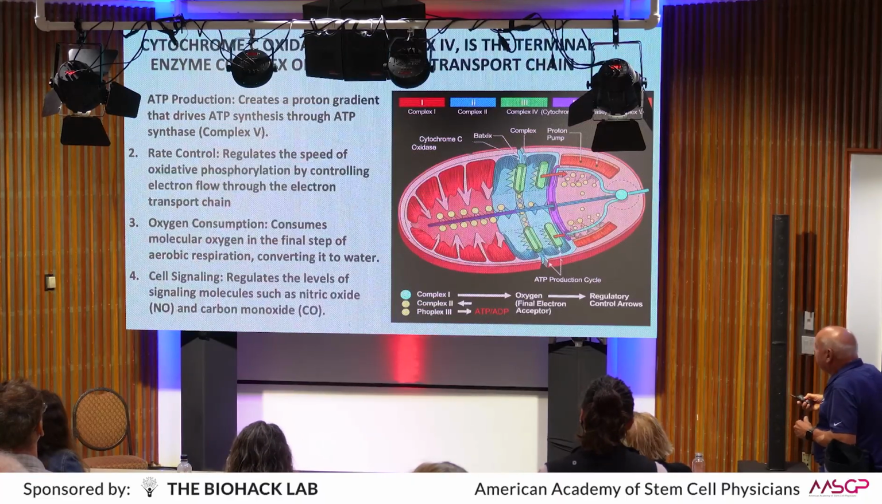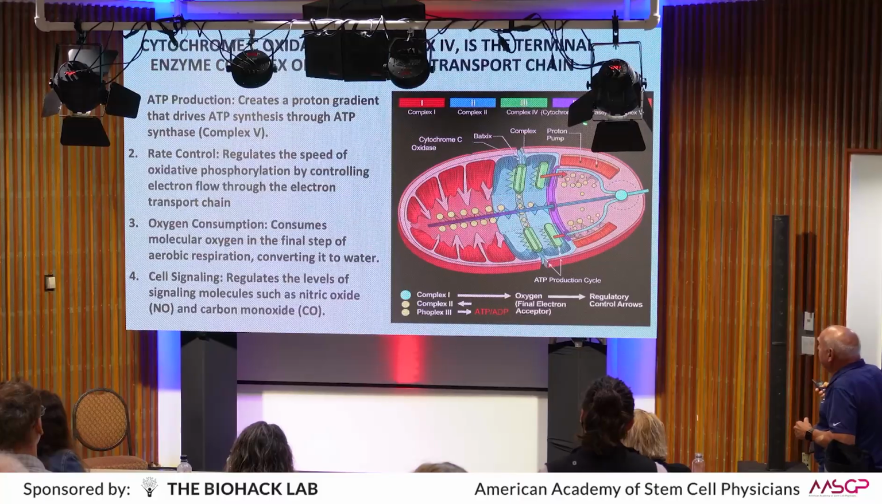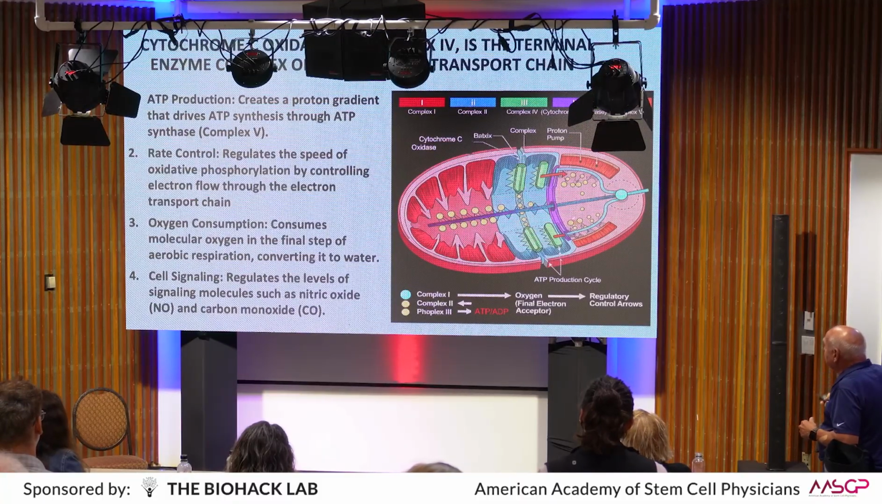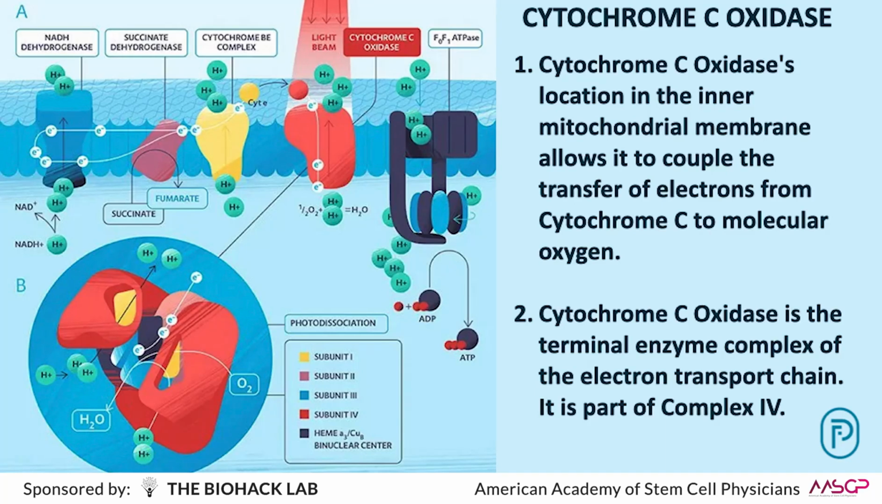Remember now there's 5 parts of the mitochondria. Cytochrome C oxidase is in 4, but eventually 5 is where we get the magic that happens. It makes the ATP, and it's oxygen consumption. And we can see that here. Now we start getting into the electron transport chain more.